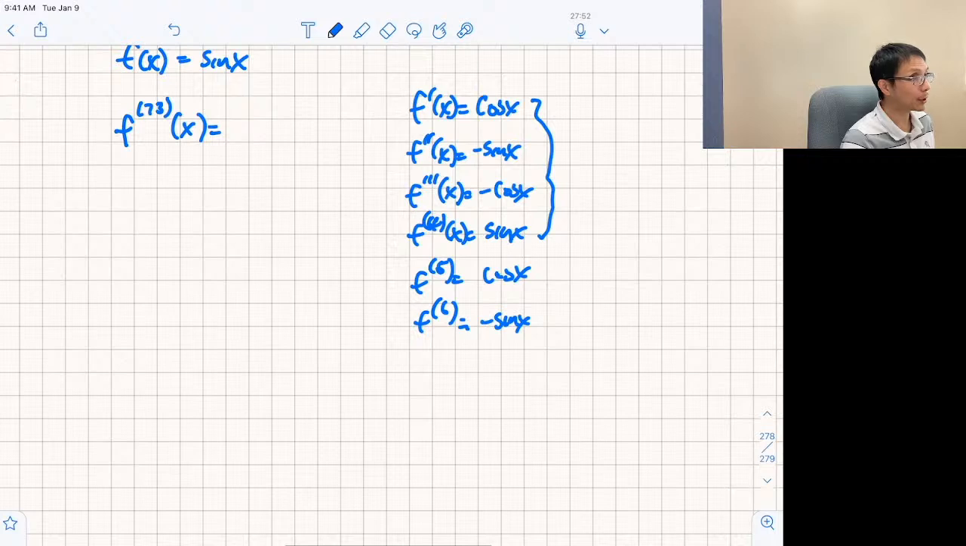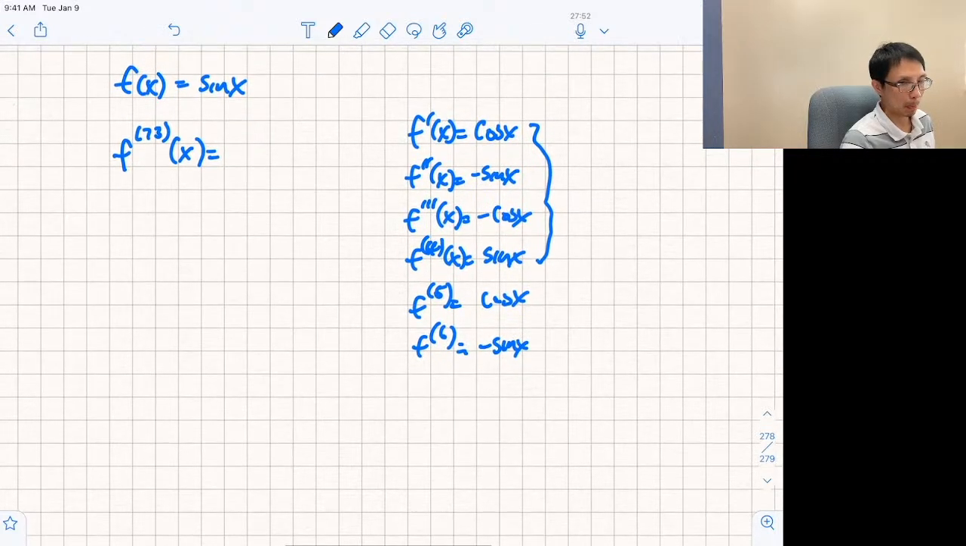So what will be the 73rd derivative? Yes, Cindy? Negative cosine of x. It's a good try, but it's not it. It's just cosine of x. That's okay though, but a good try.